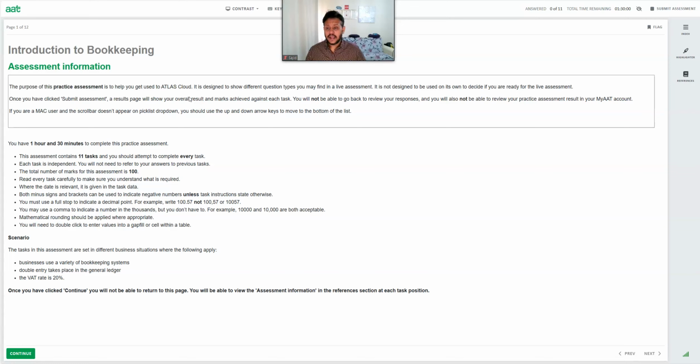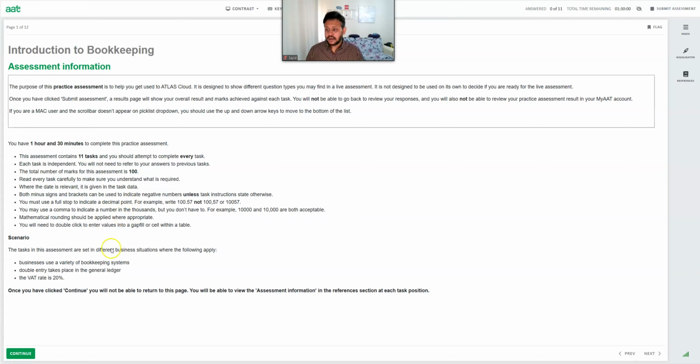The assessment information: 1.5 hour exam, 11 tasks, 100 marks. And the rest of the information is very simple and applicable for all the exams. It also says the tasks in the assessment are set in different business situations where the following apply. Businesses use a variety of bookkeeping systems. Double entry takes place in the general ledger. The VAT rate is 20%. So even if a question doesn't mention it, this information is applicable for the whole assessment.